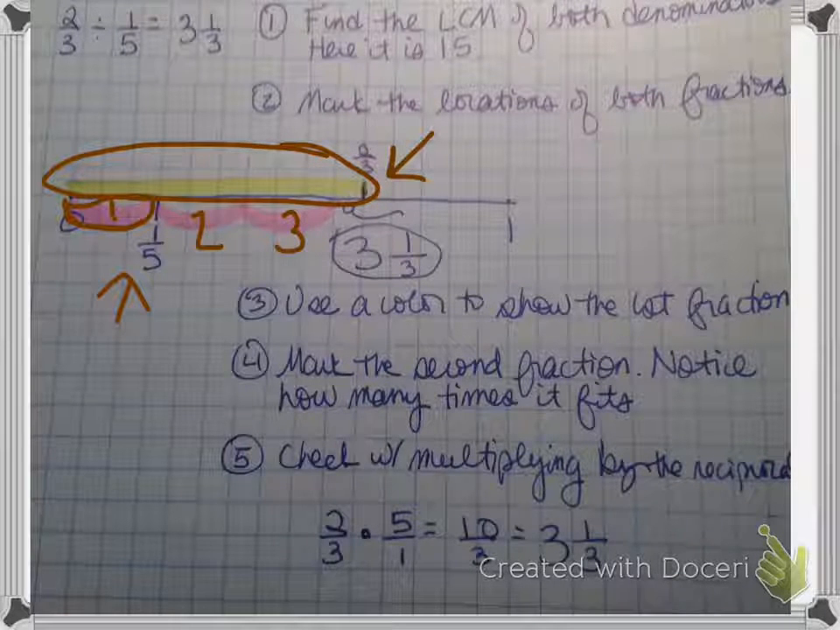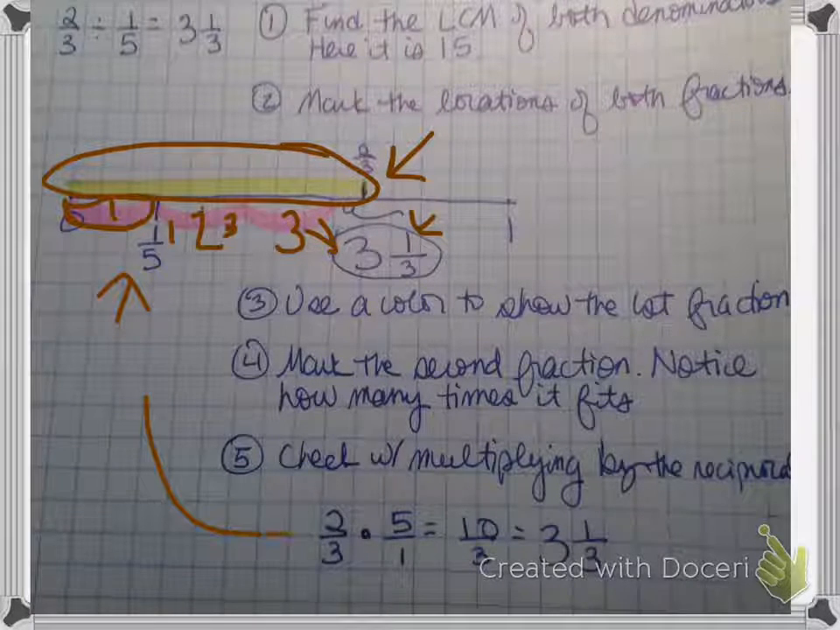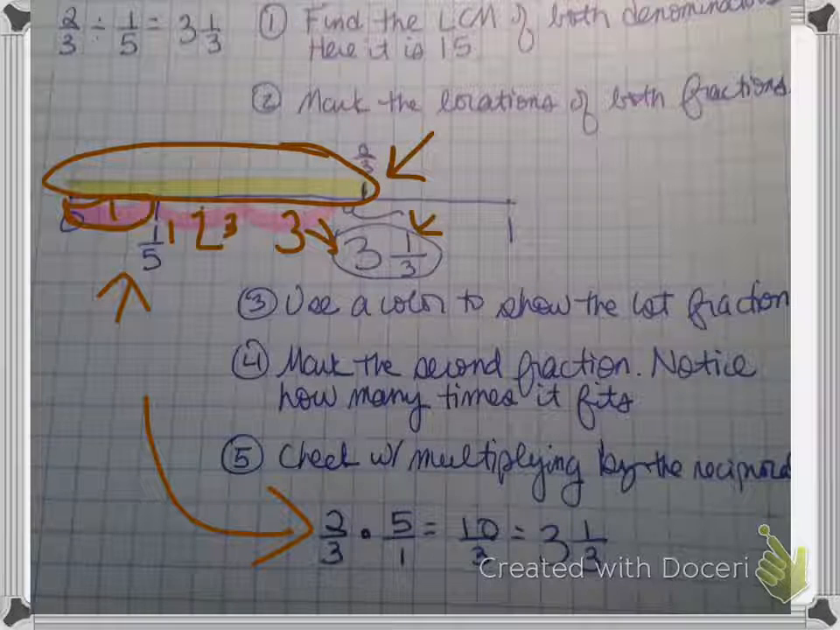I've got 3. That's my whole number. This little space here is my 1, and my denominator of 3 came from how many spaces are in these arcs. See, 1, 2, and that would be 3 here. And then I can check it by multiplying by the reciprocal of 1/5, which is 5 over 1. 2 times 5 is 10, 3 times 1 is 3. 10/3 simplifies to 3 1/3.